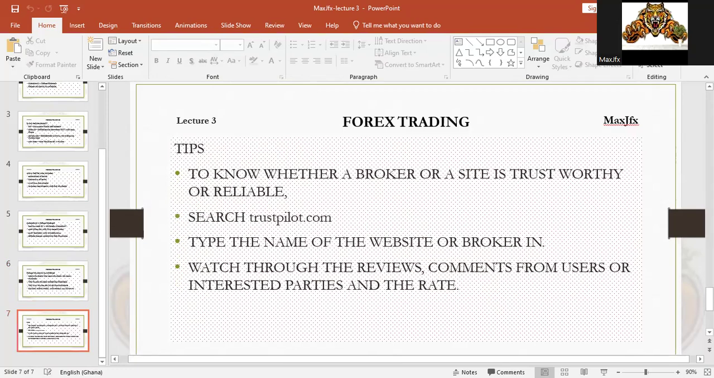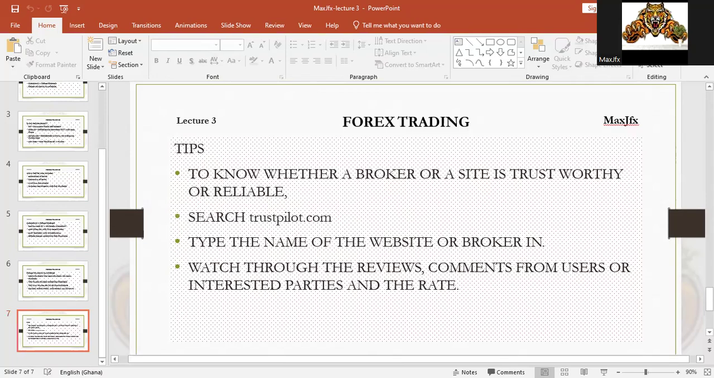Now the tips. The tip that I will give you is, to know whether a broker or a site is trustworthy or reliable, just go to any search engine you have, Google, Safari, and search trustpilot.com. When you search trustpilot.com, type the name of the website or broker in, and watch through the reviews, comments from users or interested parties, and the ratings.